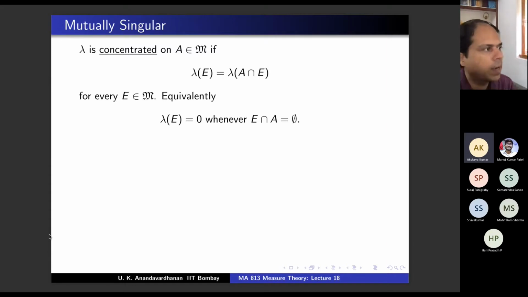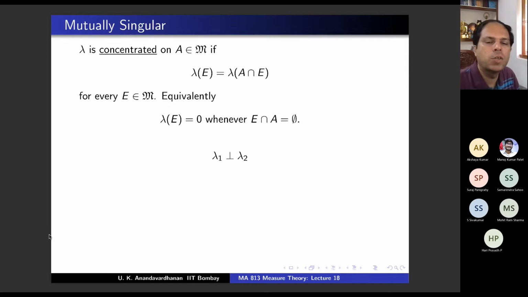So for example, the Dirac delta concentrated at zero is also concentrated on the set [0, 1]. That is true, no? If you take any set which does not contain 0, it has measure 0. So on a bigger set, it's concentrated, okay? And we are going to define, so what is the word here? Lambda 1 perp lambda 2 means what?